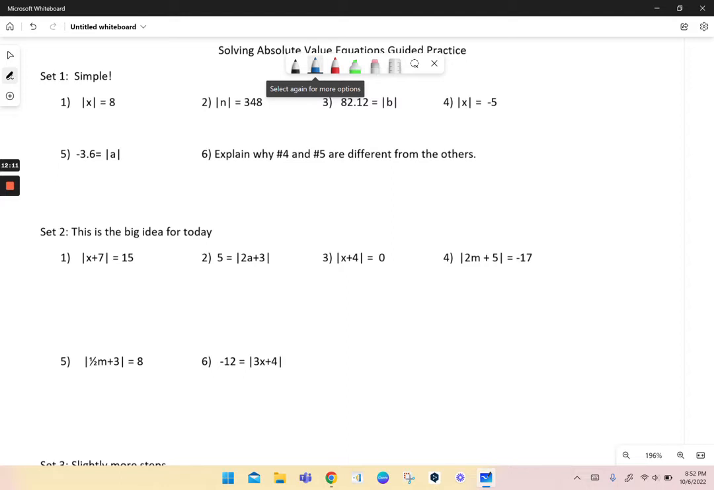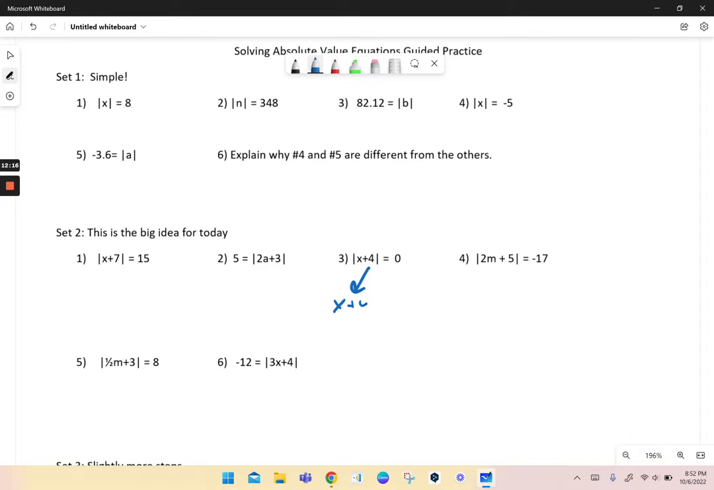And this time, interestingly enough, the thing on the inside could only be one value. x plus 4 can only be 0, because when you do the absolute value of 0, you'll get 0. And that's the only number that if you do the absolute value, you'll get 0 at. So we subtract 4, and x could only be negative 4. That's it. Negative 4 is the only number that will make this 0. Because the thing inside of the absolute value has to equal 0. That's the only way you can do the absolute value of it to get 0.